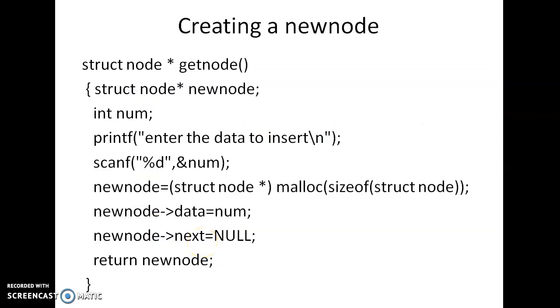Now before writing the program for this function, we see how to create a new node. Because this is a repetitive process in every part of the insertion, I am writing it separately. I am asking to enter the data to insert and I am reading the number value. Then by using the malloc function, I am creating the memory for the new node. And in that new node's data part, I am placing the number that I have read, and in the new node's next, we are placing the null. This is the function that we are writing for creating a new node.